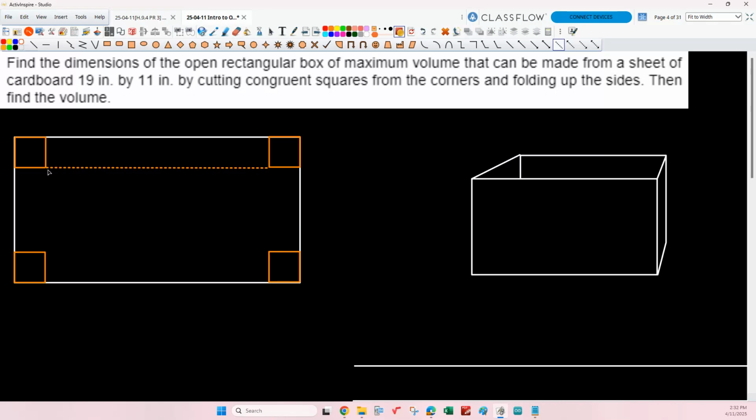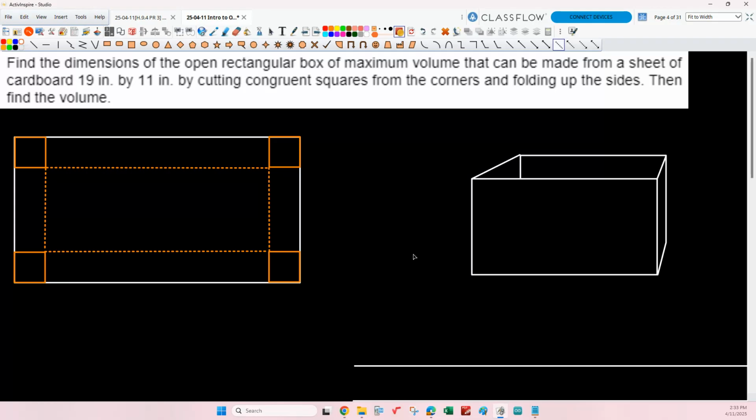So there's a fold, there's a fold, there's a fold, there's a fold. Everybody see that? And then I'm gonna fold along those lines and just fold up the sides to create an open box. All right? Everybody see that? Okay. Go.